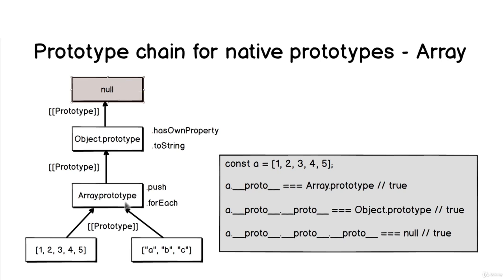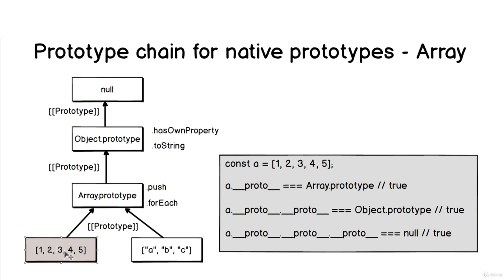Remember that there is a hidden property called [[Prototype]] in two pairs of square brackets. And under the hood, the JavaScript engine uses this property when it moves through the prototype chain from bottom to top. For example, if we try to call the toString method on the variable a, we will check first the properties on the instance of the array.